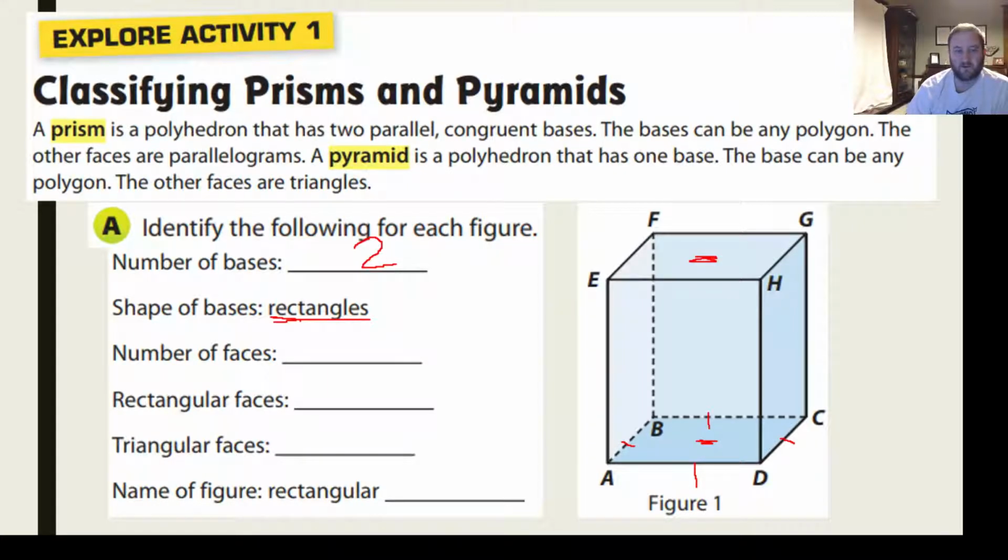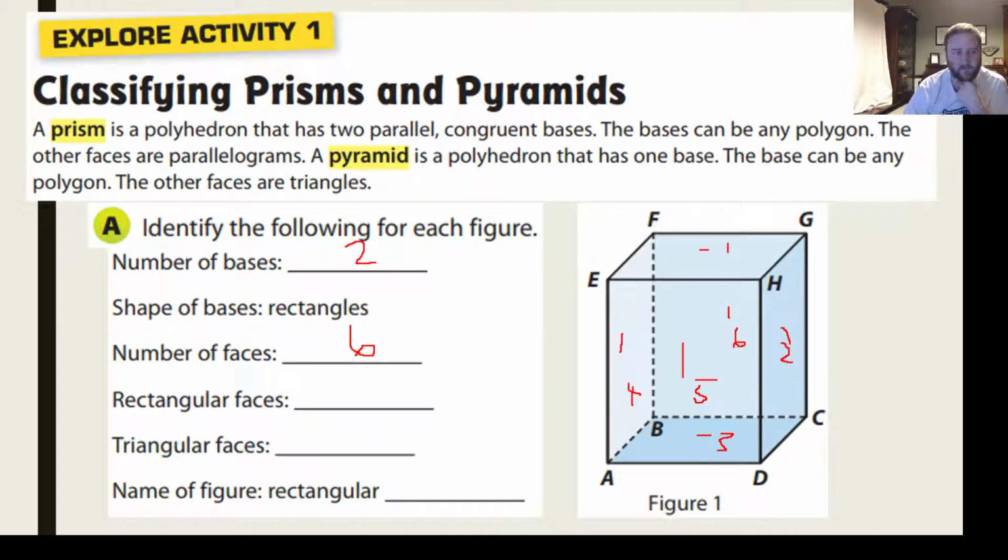The number of faces. Okay, so let's go ahead and count the number of faces. We've got one on top and one on bottom. Those are our bases. Bases are also considered faces. There's one on each of the sides, so there's 2 on the sides. Then there's one here on the front, and then one in the back as well. So that's 1, 2, 3, 4, 5, and 6. So there are 6 total faces.